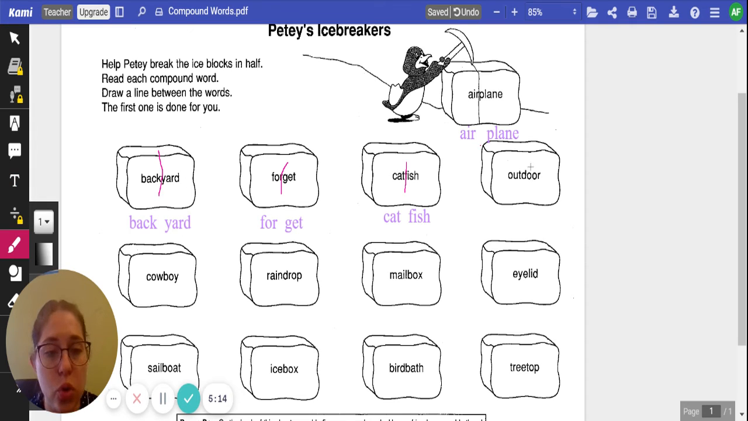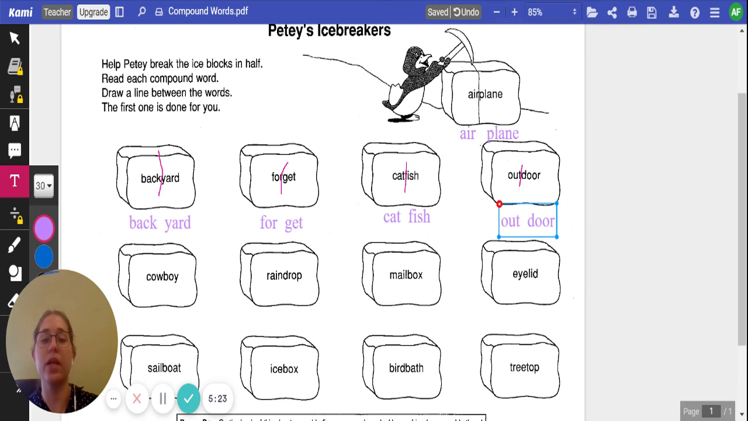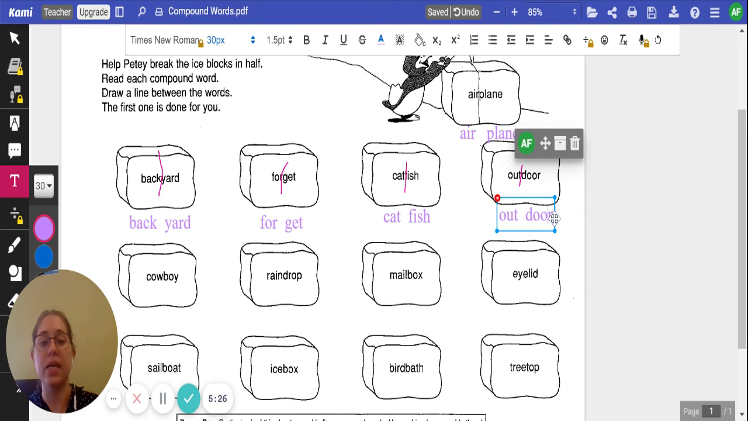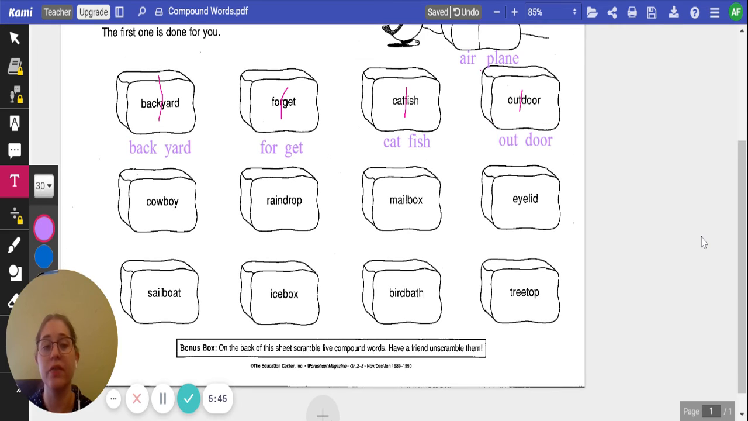And then we have outdoor. I'm going to put a line between out and door. Right, outdoor. And we know that outdoor means outside of a door, or outside. Go ahead and do the next 8 on your own. So first, write the word, draw a line to split the word into 2 smaller words, and then deconstruct your compound word with the 2 smaller words written below it. Pause the video and click play when you're ready to review them.